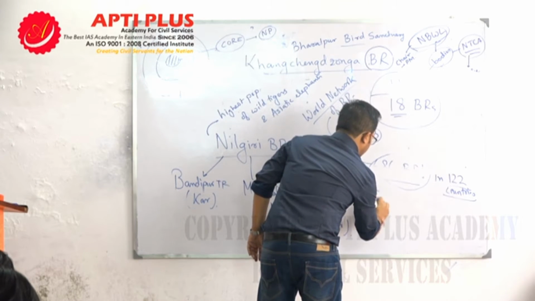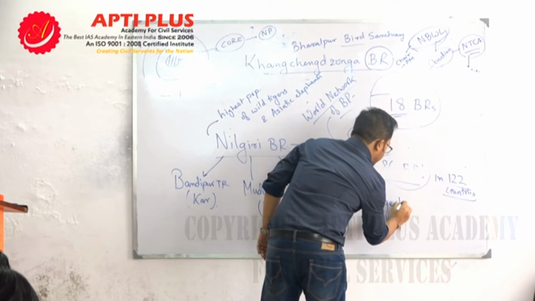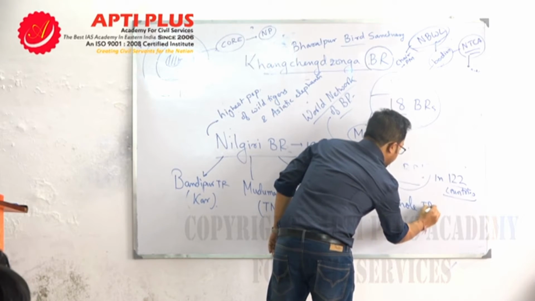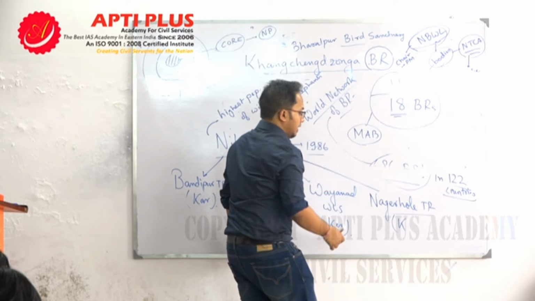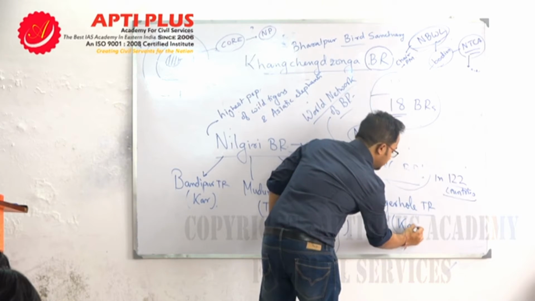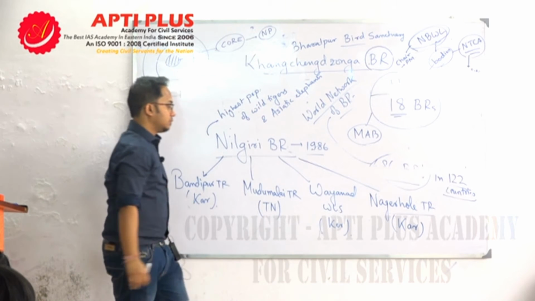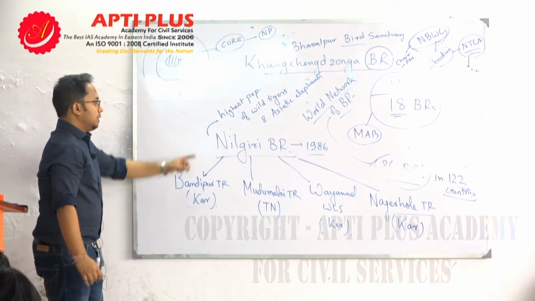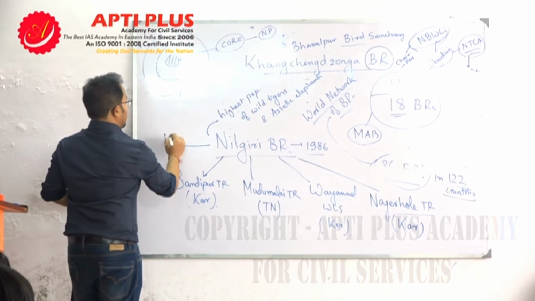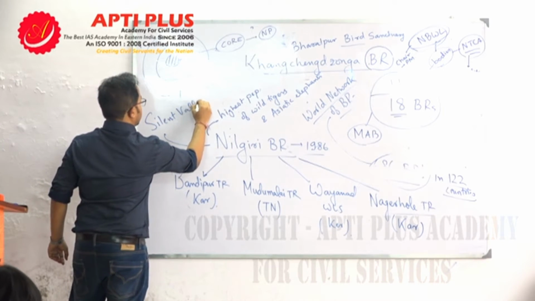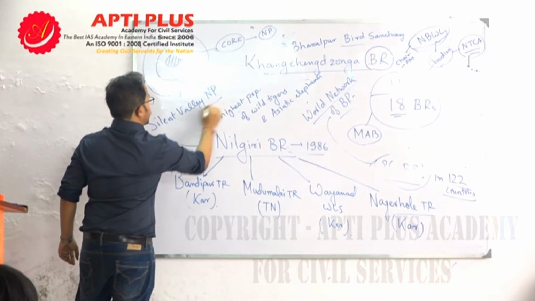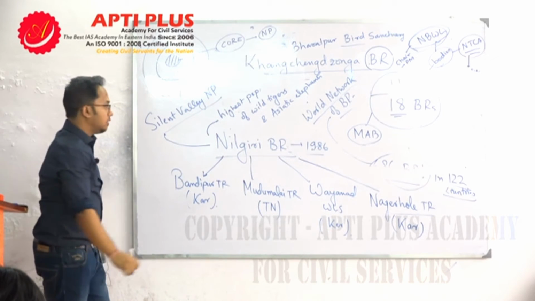We will have the Nagarhole Tiger Reserve, also called Rajiv Gandhi National Park. This particular one is in Karnataka. We'll also have the Silent Valley. Where is Silent Valley? Kerala.